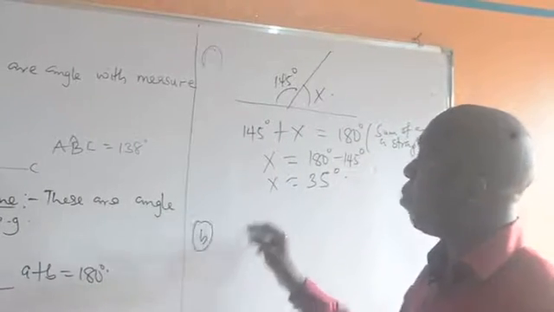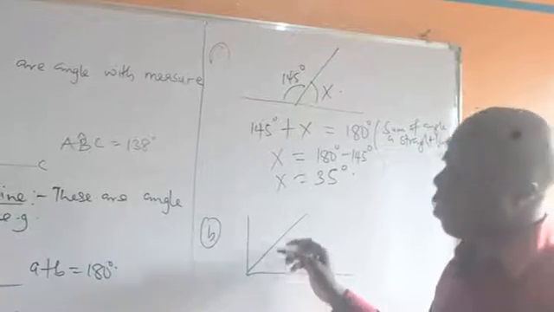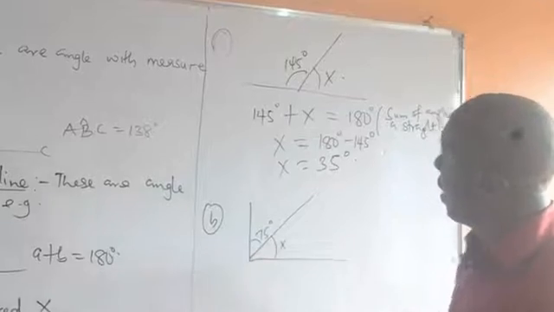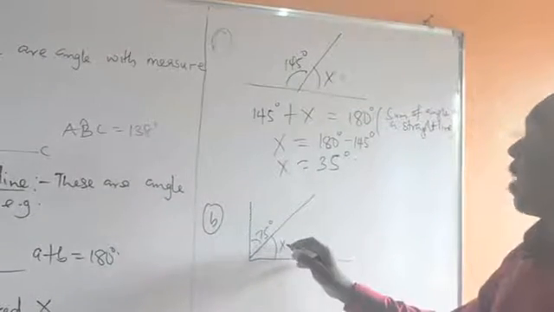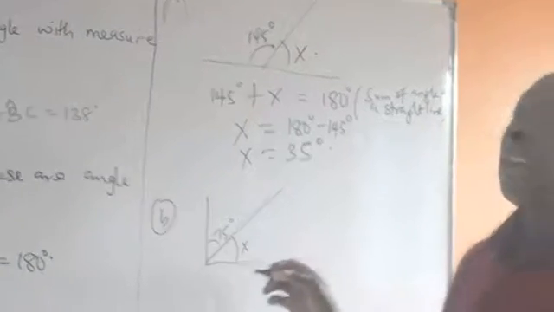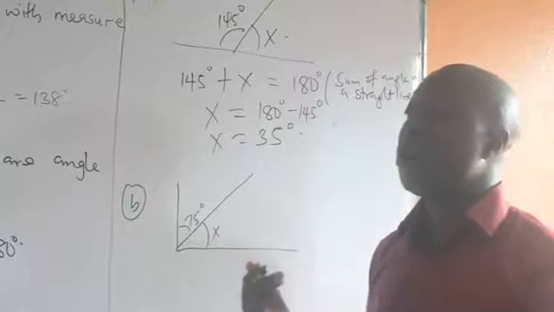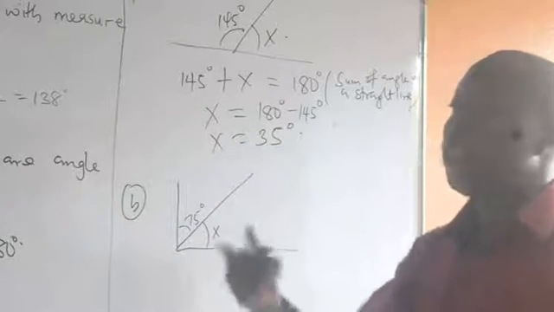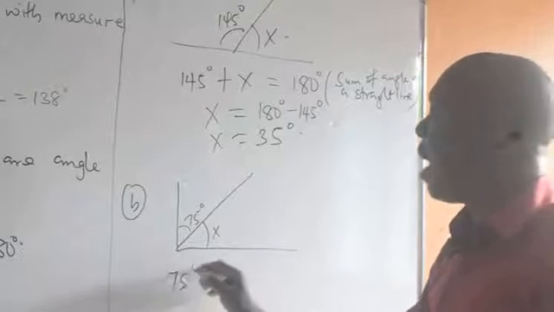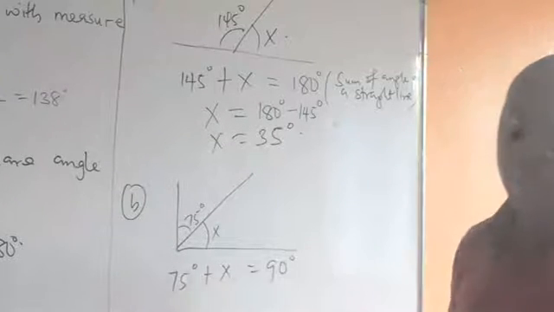Then the B part: this is a right angle. We have 75 degrees and X. We are asked to find this part labeled X. A right angle is also known as a complementary angle, and complementary angles add up to give 90 degrees. That is, 75 degrees plus X is equal to 90 degrees.